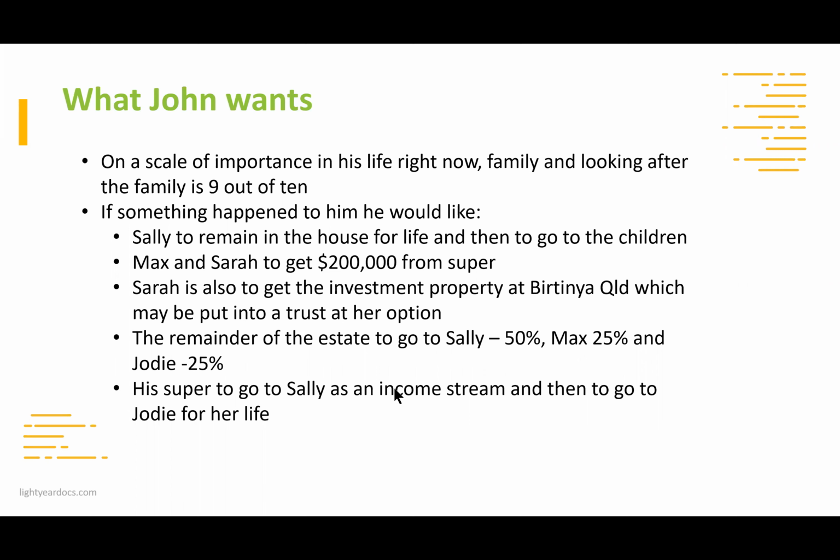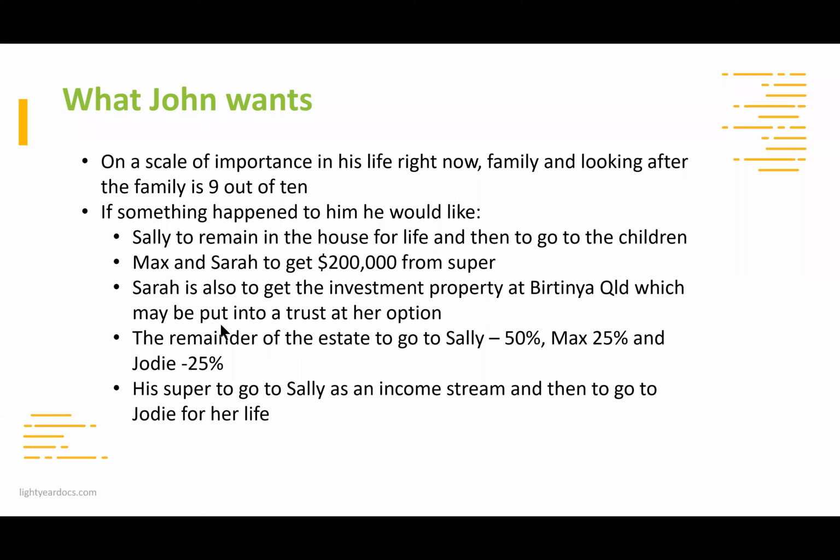So she's to get 50%, Max 25%, and Jodie 25% as well. Super is to go to Sally as an income stream and then go to Jodie for her life. Because she's a disabled child, the commutation at age 25 rule doesn't apply. So what we'd be doing is paying an income stream to Sally with a reversion going to Jodie, and that can come from the superannuation fund.